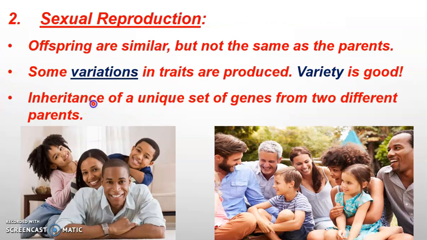And you are getting an inheritance of unique sets of genes from both parents. So your parents both give you the information for eye color, right? One parent gives you the information for brown eyes, one parent gives you the information for blue eyes. What do you end up with? Probably light brown or hazel eyes. So some variation of those two traits.